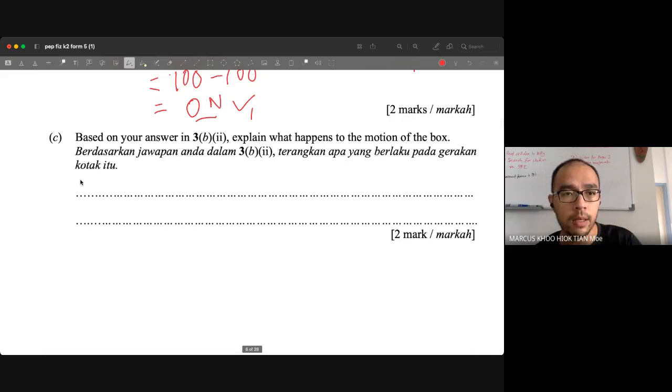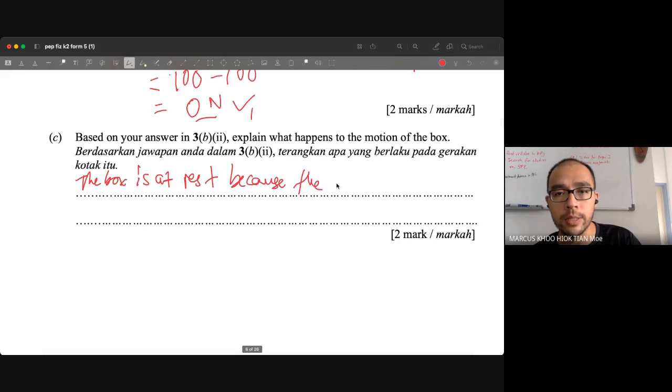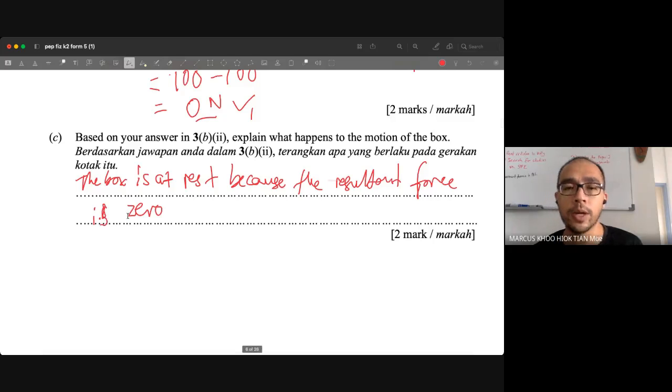The box is at rest because the resultant force is 0. So box is at rest, 1 mark. Resultant force is 0, 1 mark.